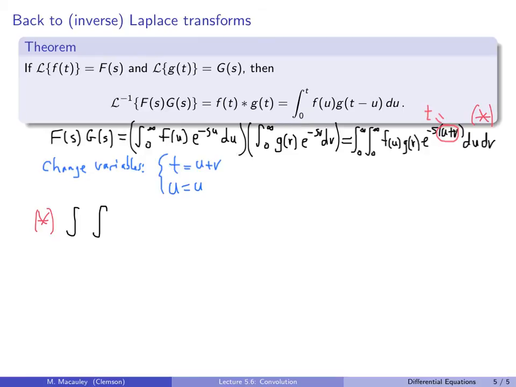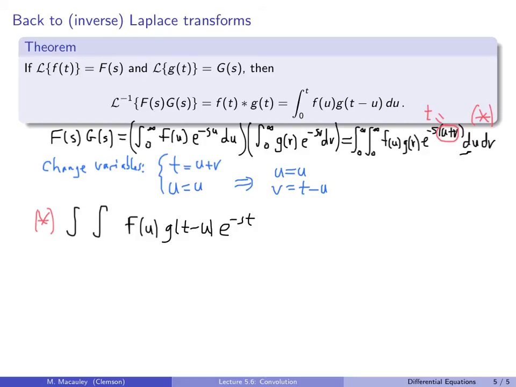Okay. So what's inside of it? It's going to be f of u. So this is not changing. G of v. Now notice, with v I have u. So u is the same, but v is now t minus u. So g of v now becomes g of t minus u. And now I have e to the minus st as desired.